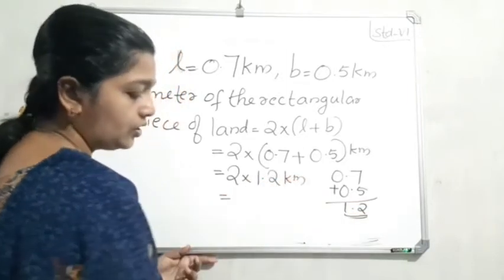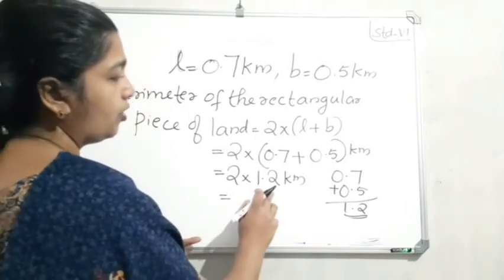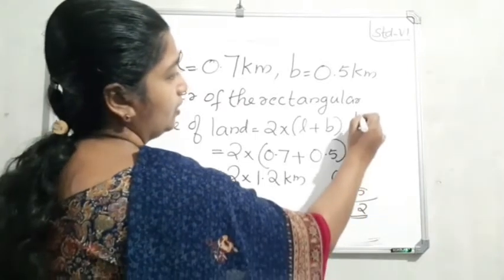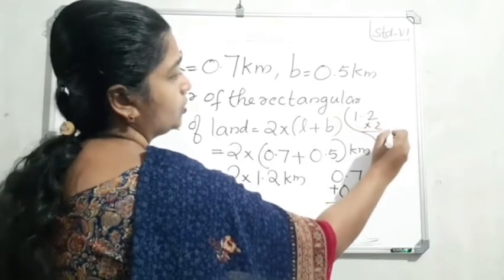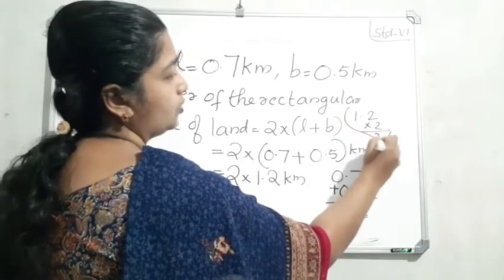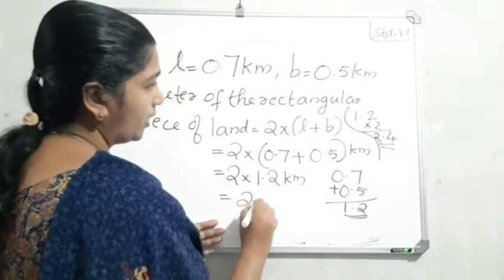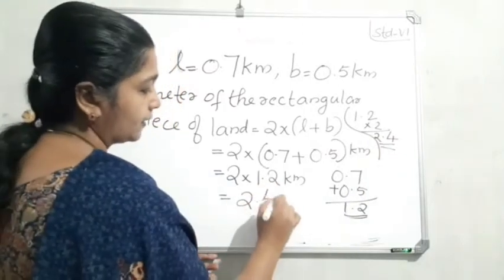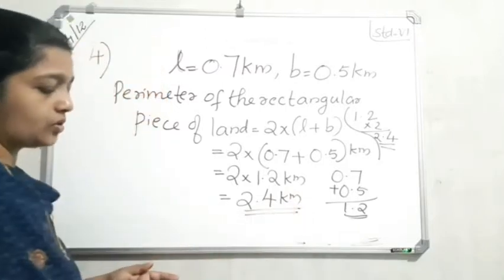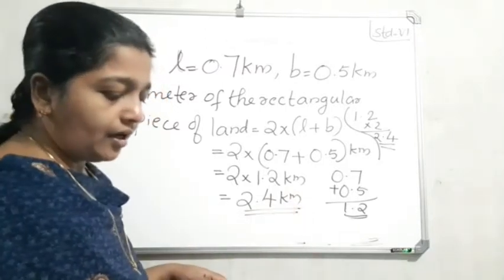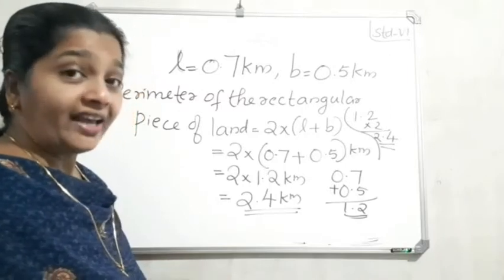That equal 2 into 1.2 kilometer. That equal, listen, 1.2 into 2. That equal 2 2s are 4 and 2 into 1, that equal 2.4 kilometer. 2.4 kilometer. So remaining question, what is the length of the wire needed?